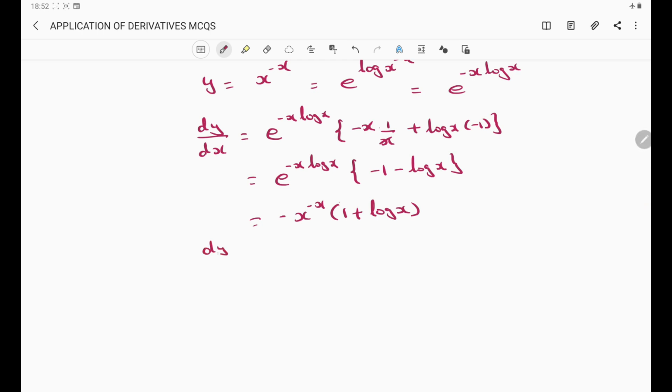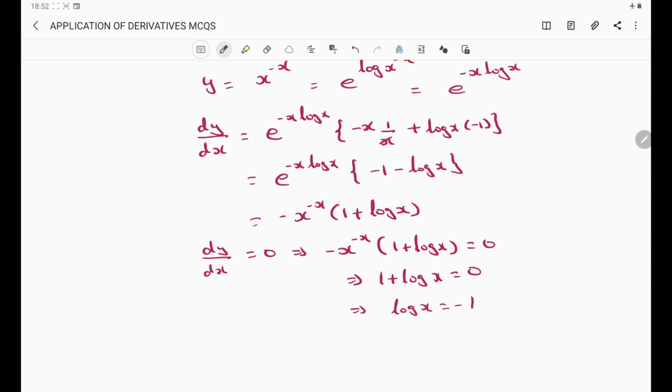So we equate dy by dx equal to 0 in order to obtain the critical points. This implies minus x to the power of minus x into 1 plus log x is equal to 0. And since x to the power of minus x cannot be equal to 0, therefore 1 plus log x will be 0, which implies log x is equal to minus 1. This implies x is equal to e to the power of minus 1.